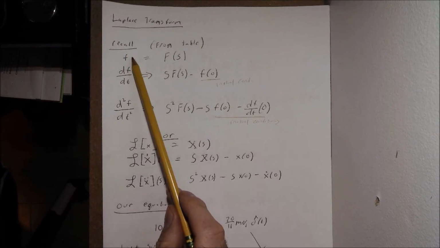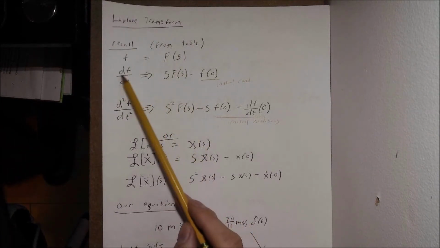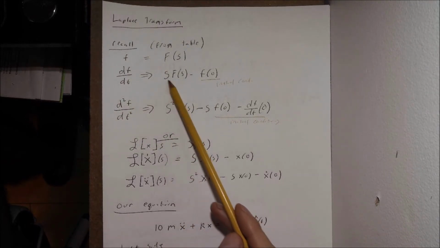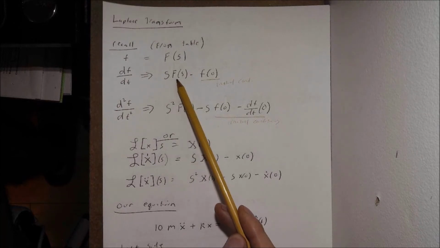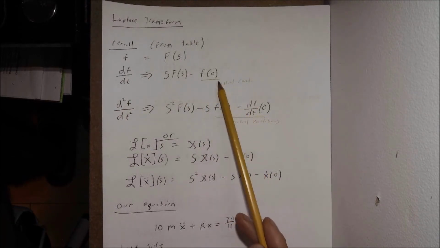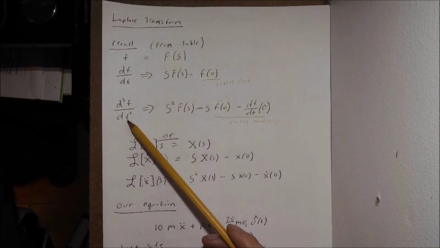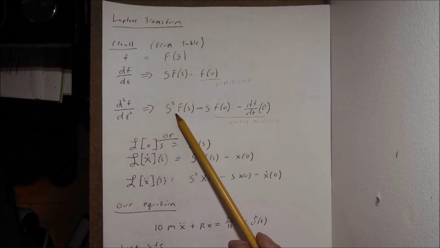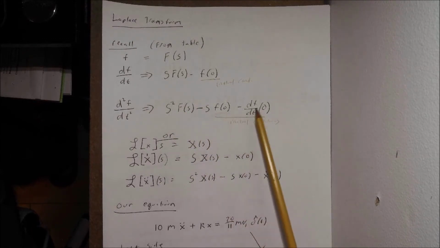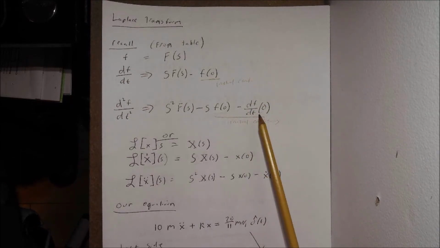So we have the Laplace of f, which is going to be capital F of s. The first time derivative of our function f, df/dt, is equal to s times F of s minus lowercase f of 0, which is an initial condition. And if we have the second derivative, d squared f dt squared, we end up with s squared times capital F of s minus s times our initial condition f of 0, minus the initial condition over here, the derivative of f with respect to time at 0.